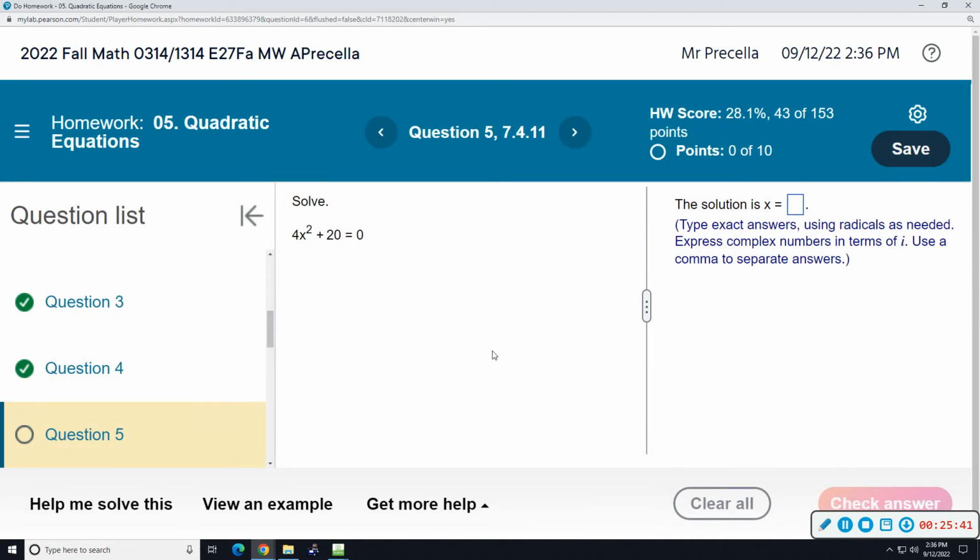Let's do another one. Let's see. This is number 5. Let me write it down. 4x squared plus 20 equals 0. It's not in the form x squared equals a number, but I think we could write it like that.